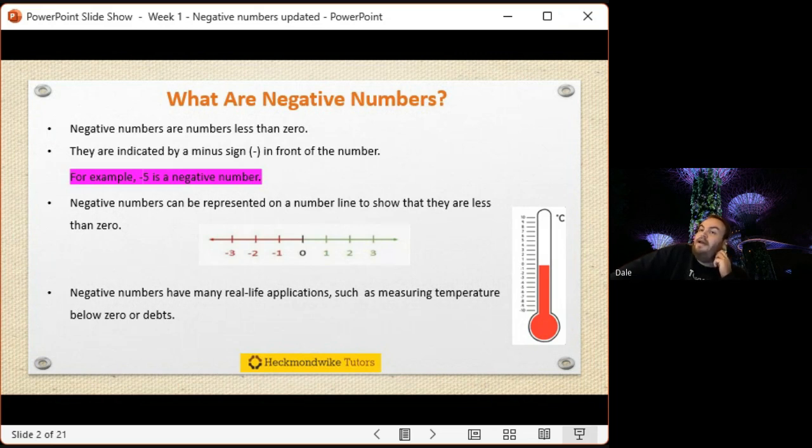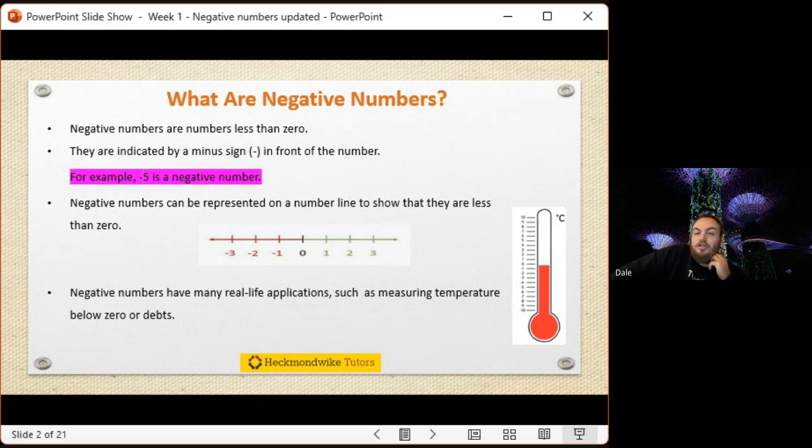So if you look at that number line at the beginning of the screen, you've got a big 0 in the middle. On the right-hand side, you've got 1, 2, and 3. Those are positive numbers. And then on the left-hand side of the 0, you've got the negative numbers, -1, -2, -3, and on the number line we go as far as numbers go.